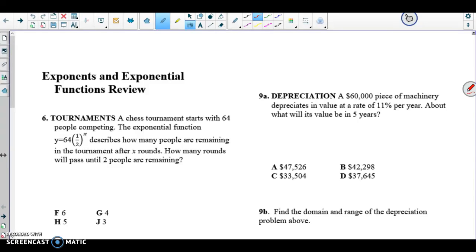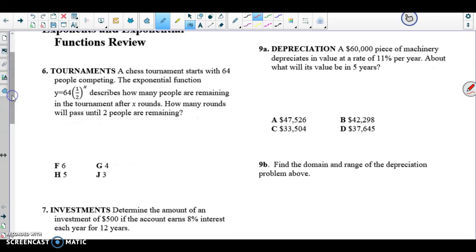Welcome to the review for our exponential test. Yes, we know that there's some numbering issues. We'll skip 1 through 5, because they're not there. So we'll start with number 6.